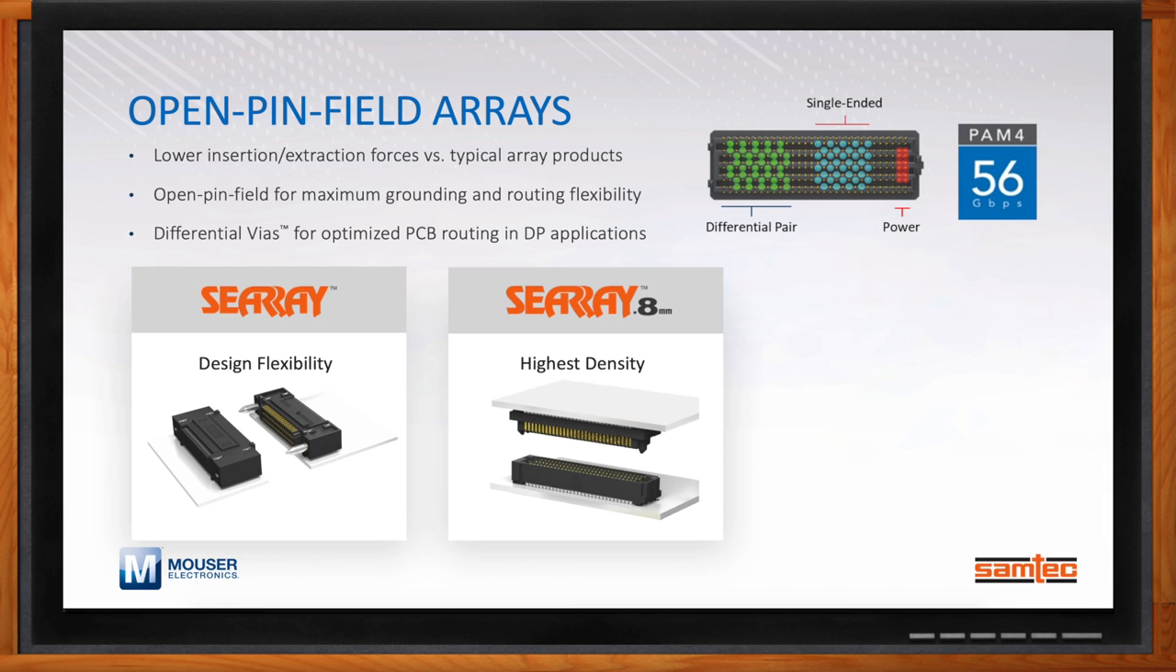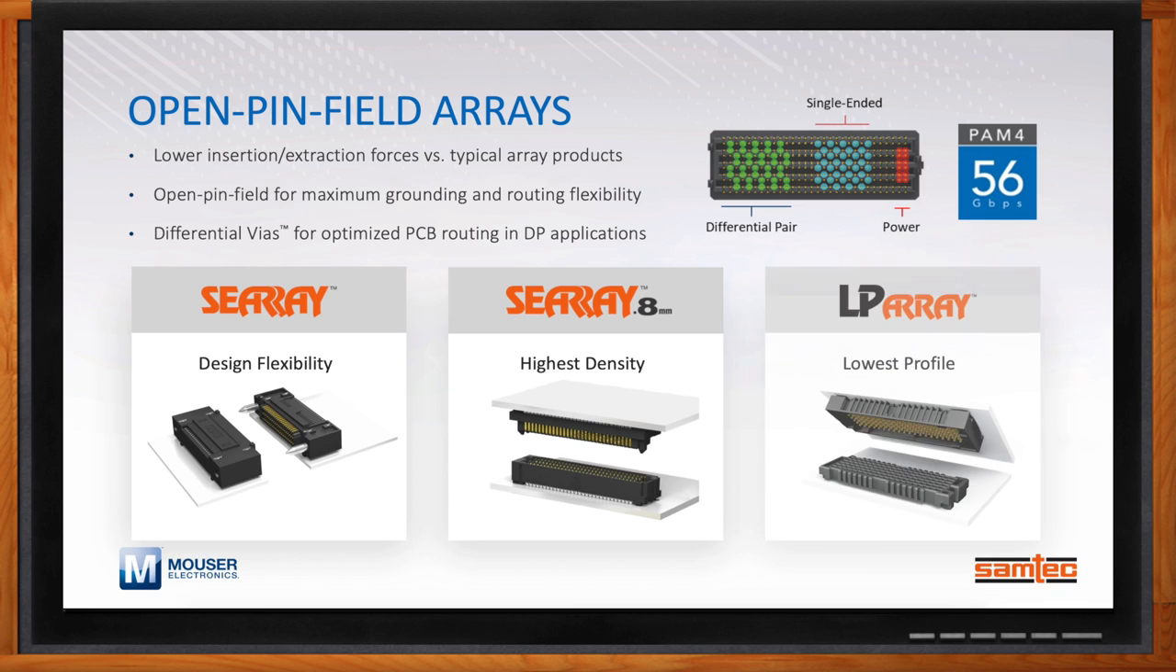C-Array 0.8 is a smaller version of C-Array. It's denser as the pin-to-pin width moves from 1.27 millimeter down to 0.8 millimeter. And then a newer family that we've come out with in recent years is our LP Array, which has many of the benefits of C-Array and C-Array 0.8, but it's a very low profile. It has stack heights of 4, 4.5, and 5 millimeters.